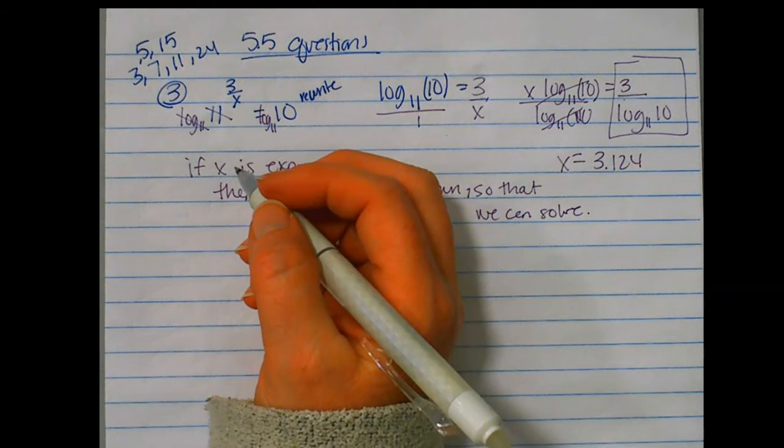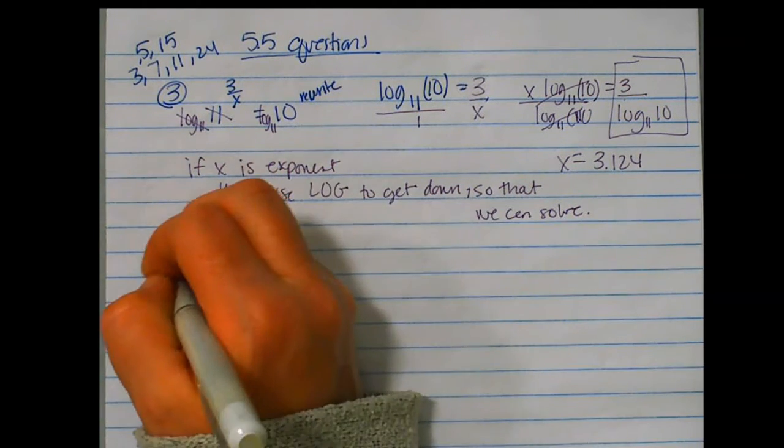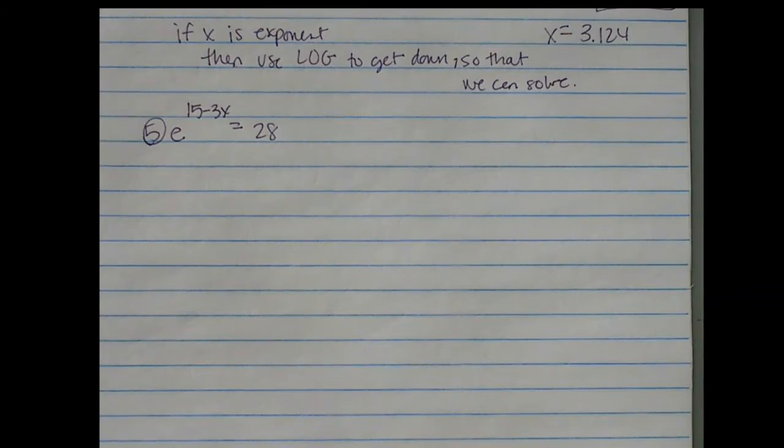Next on my list was 5. Okay, 5 also has x in the exponent, so we have to bring it down somehow, right? So I need to bring it down using some sort of logarithm. What logarithm makes sense for this problem because I have a base of e? What's the one that undoes it? What's the one that has a base of e itself?